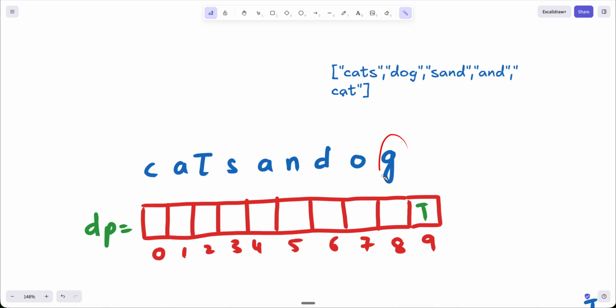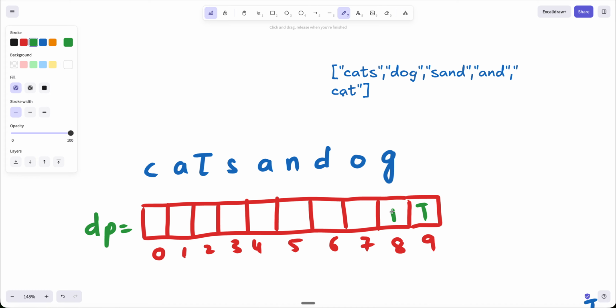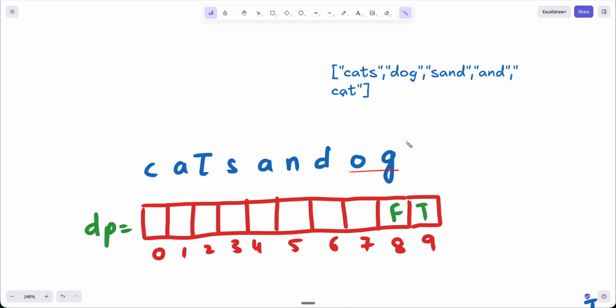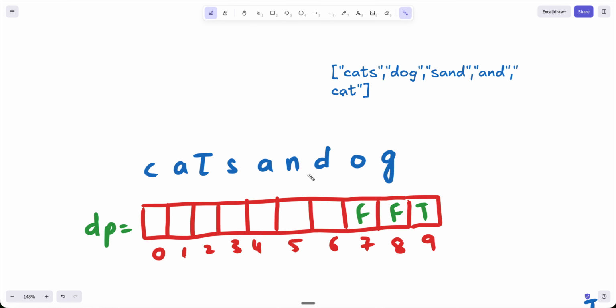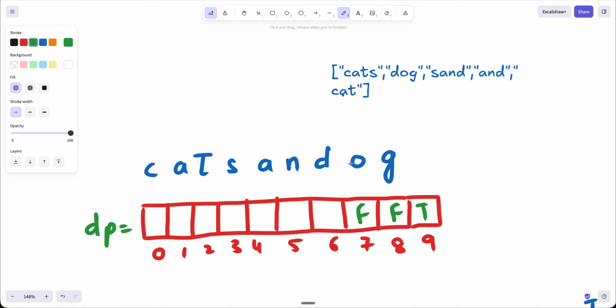We are going to take one character, but do we have any word with one character? No, so this is going to be false. Same thing with two characters, there are no such words, so it is going to be false. And with three characters, let's check. Cats is not of length 3, so we will go to the next word. We got dog matching, so in this case the word is present. We will mark it as true and we will continue. We don't have to go forward because we found one of the words matching.